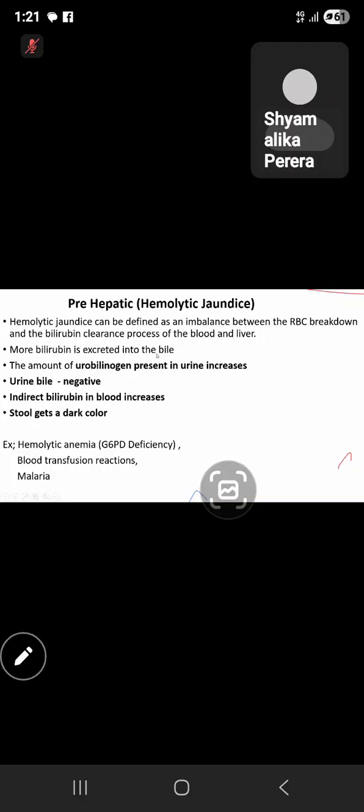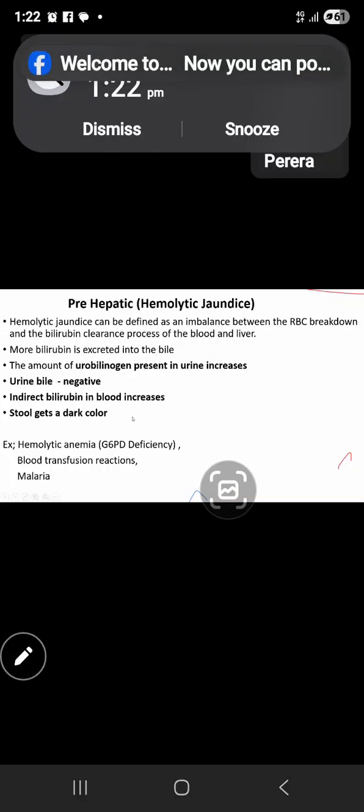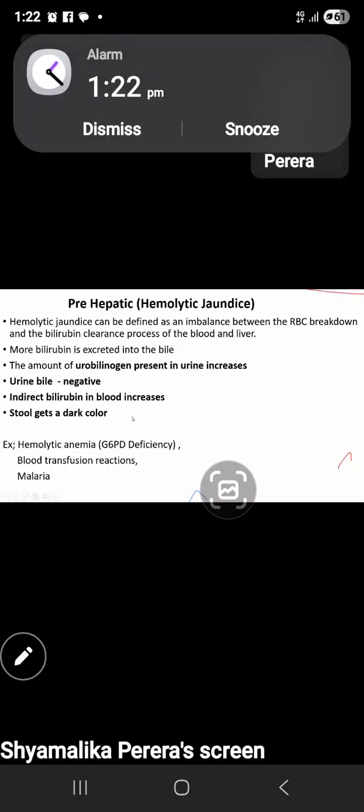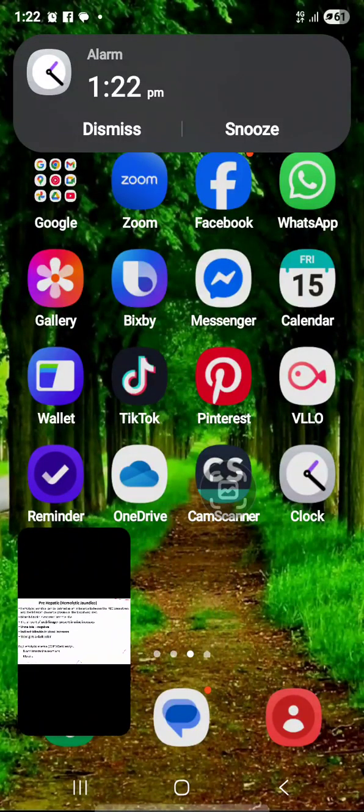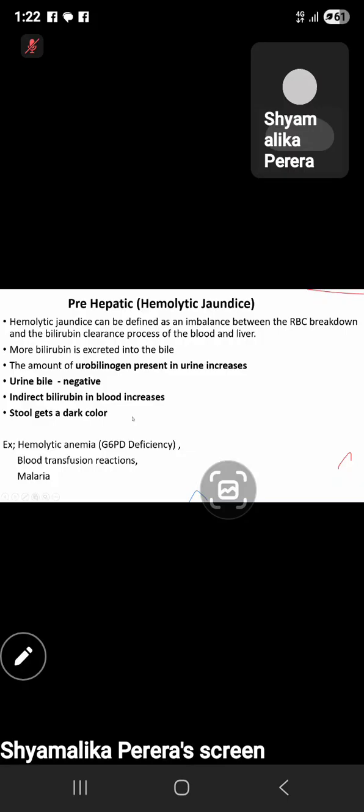So definitely in the prehepatic jaundice condition, urobilinogen increases in your urine, bile is negative, and when you estimate your blood bilirubin level, indirect bilirubin goes up, and your stool gets a darker color because of the increased production of stercobilin. The examples are hemolytic anemia like G6PD deficiency, blood transfusion reactions, and malaria. In these three cases, you can observe a huge damage of red cells. That means red cells are damaged fast, not like in a normal person.